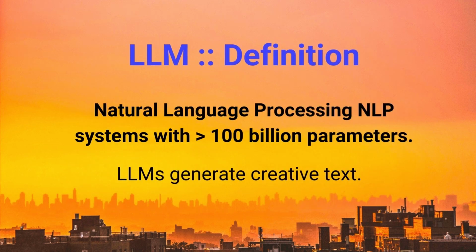So at first, the definition. An LLM is more or less a natural language processing system with more than 100 billion parameters. And it has a simple task: generate creative text. And this is easy because you just take a lot of data, you let the neural network, maybe a transformer-based one, learn all those data that you provide to the AI system. And then you want the AI system just to mimic what it learned, the human conversations.